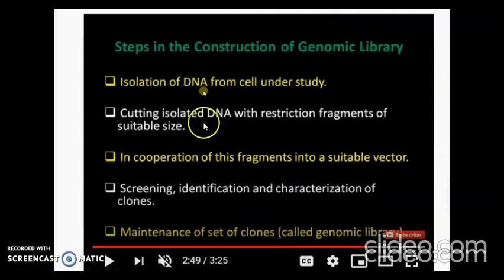So once again, let's see the steps in the construction of a genomic library. The first one is isolation of DNA from the cell under study. Then cutting this isolated DNA with restriction enzymes into fragments of suitable size and incorporation of these fragments into a suitable vector. Later, screening, identification and characterization of the clones. And finally, the maintenance of this set of clones is termed a genomic library.